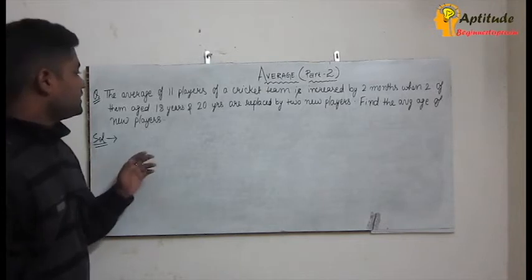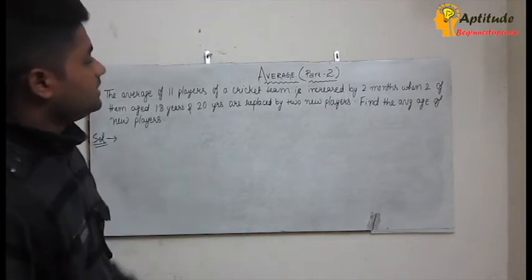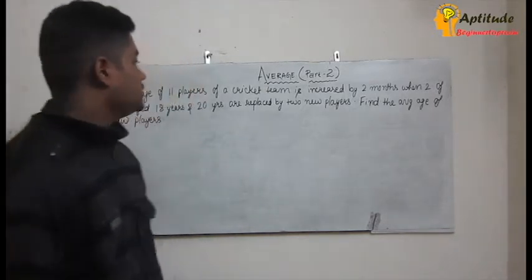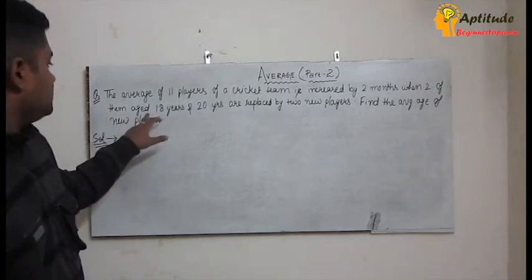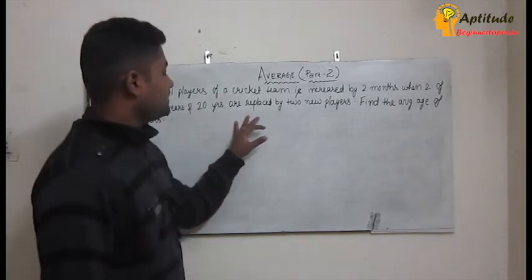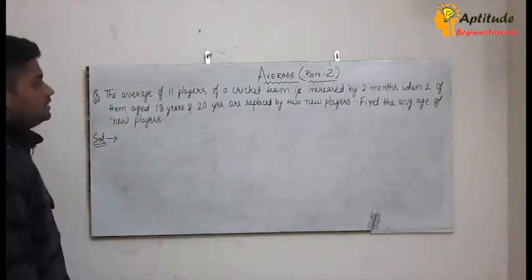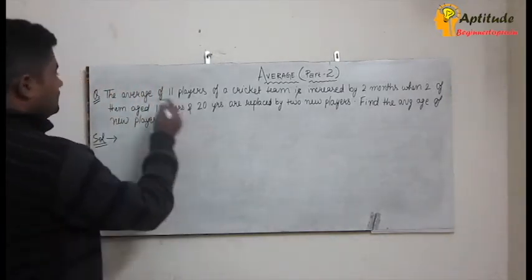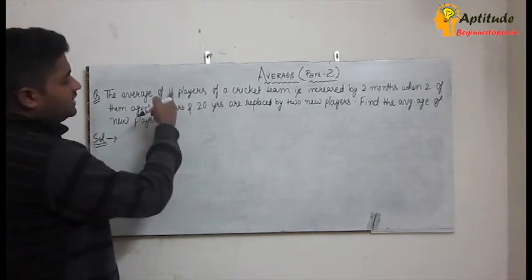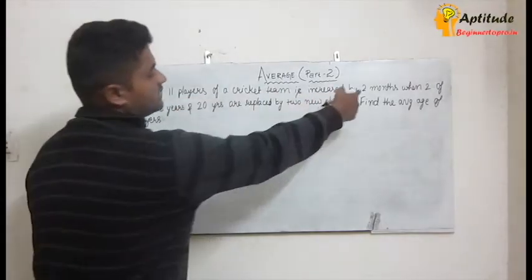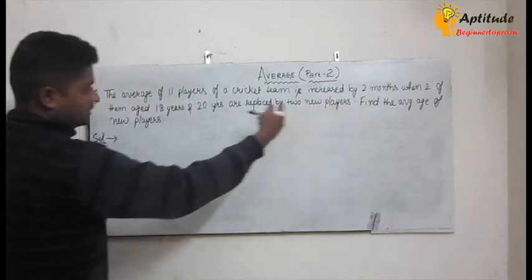Question says the average age of 11 players of a cricket team is increased by 2 months, when two of them aged 18 years and 20 years are replaced by two new players. Find the average age of the new players. So the average age of 11 players is increased by 2 months.